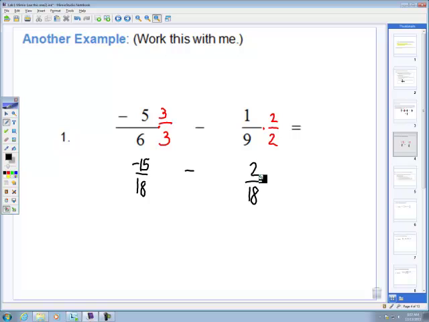And now we can simplify. So let's see what the result is. We know our denominator. Our common denominator is 18. By combining the numerators, negative 15 minus 2 will give us negative 17. Negative 17 over 18 cannot be reduced any further, so therefore our result would be negative 17 over 18.